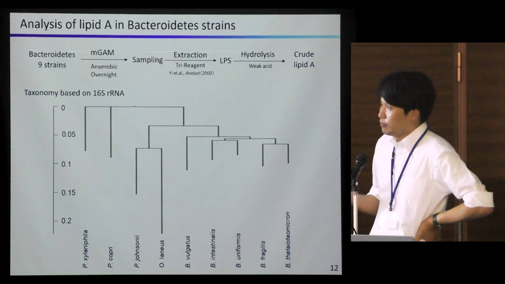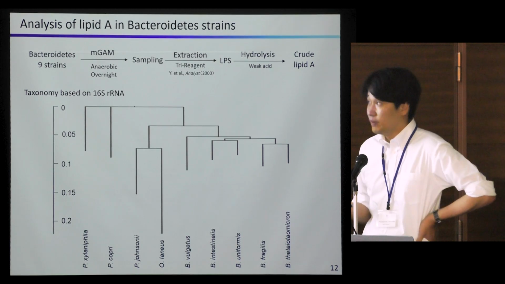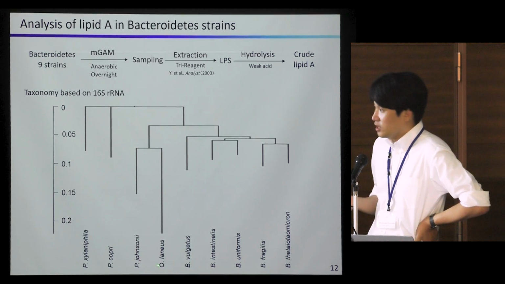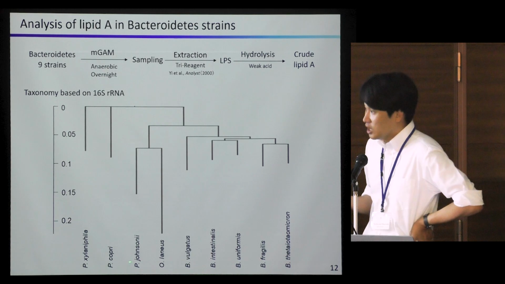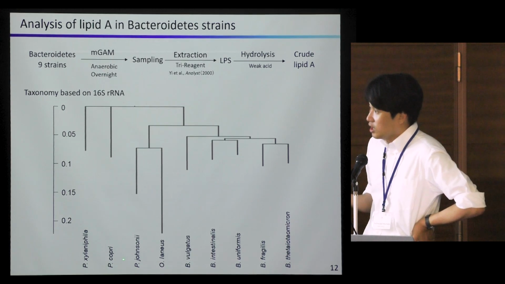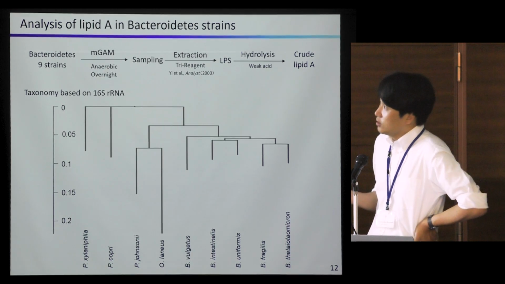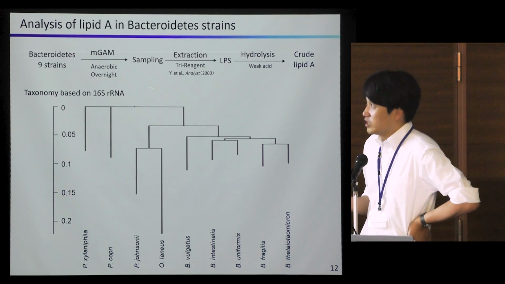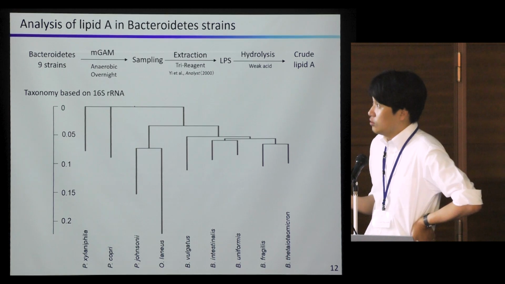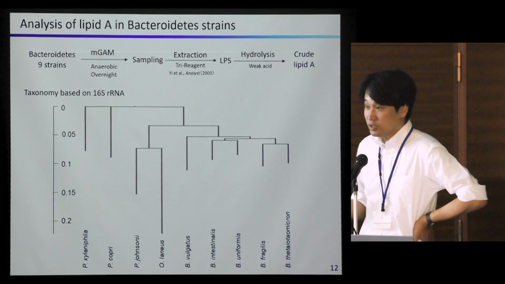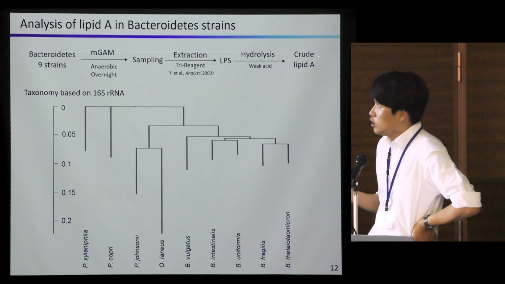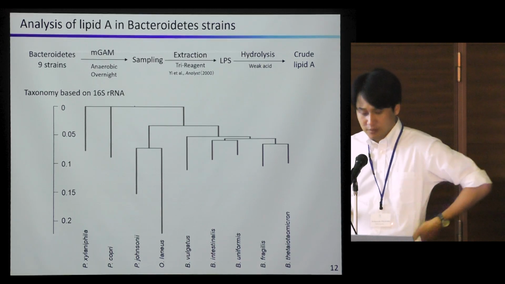Firstly, we picked the 9 representative Bacteroides strains shown here, very common Bacteroides in the human gut, and related Bacteroides, Parabacteroides, and Prevotella. We cultured these strains in an anaerobic chamber and extracted the whole LPS fraction, then removed the polysaccharide part by acid hydrolysis, and got the crude lipidome.